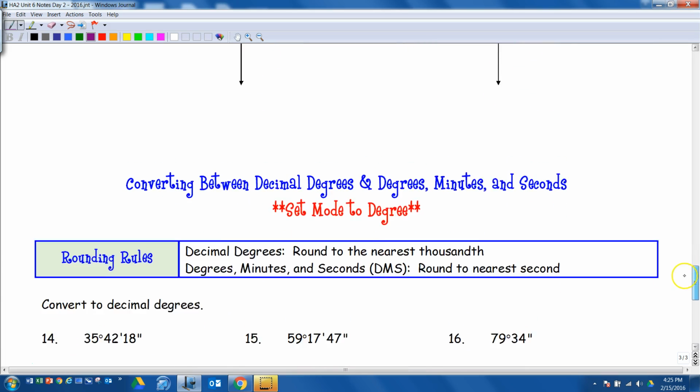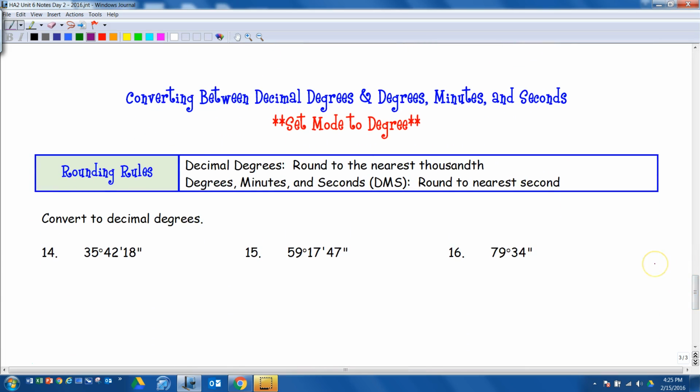Okay, the last thing is a calculator thing. My calculator is not working real well on here, so if you have questions you can ask me in class, but I'll tell you how to do these things. So you need to have your mode set to degrees. When you hit the mode button, you have to change it to degrees. For rounding, for degrees, minutes, seconds, round to the nearest second, and if it's just decimals, round to the nearest thousandth. So this is in degrees, minutes, seconds.